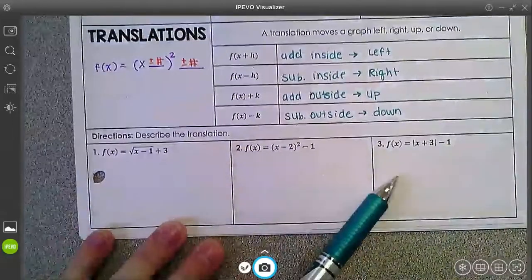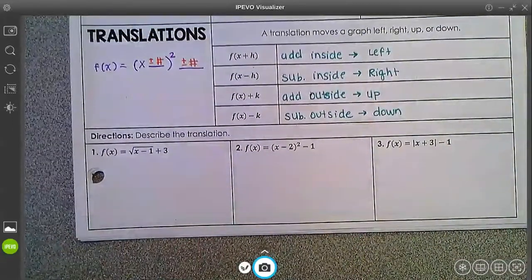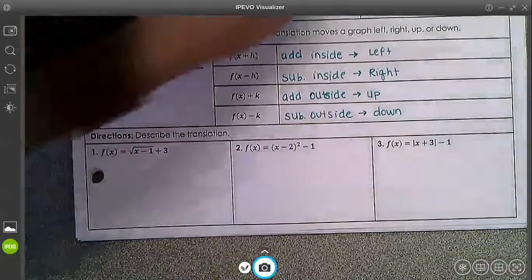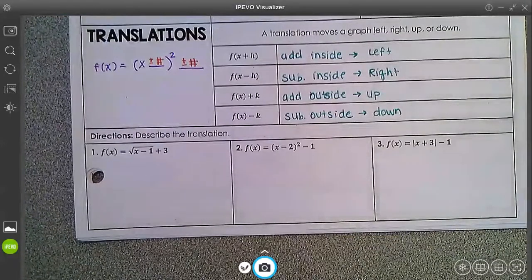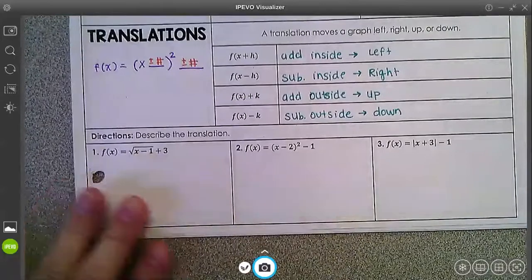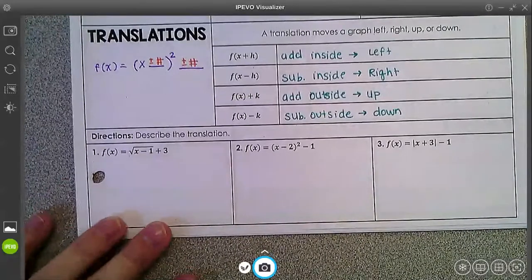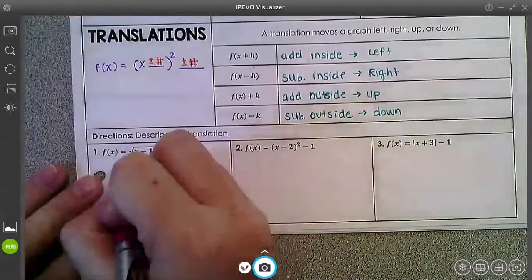So we've got 3 examples here. We're going to tell what type of function it is, so which of these parent functions from the top, and then we're going to say how many it moves left, right, up, or down. So number 1, what is the parent function, or what function is it? Square root.